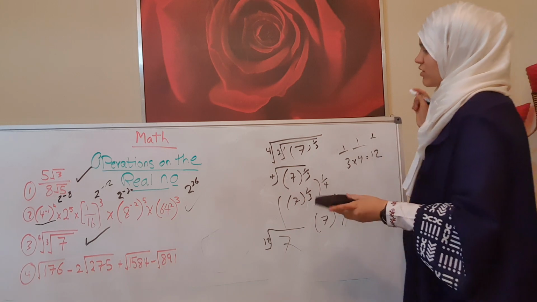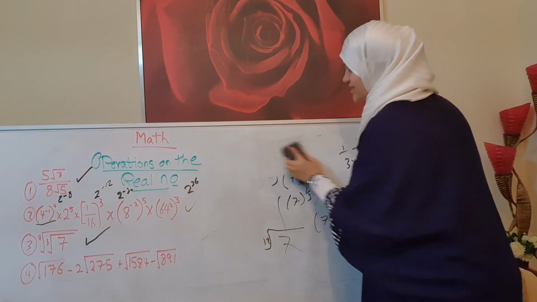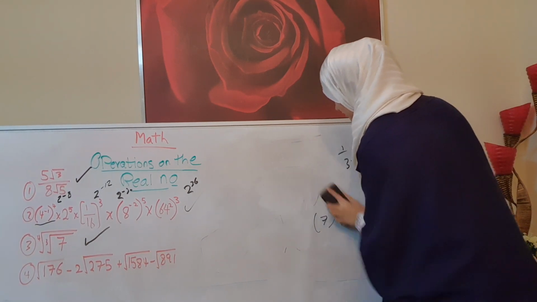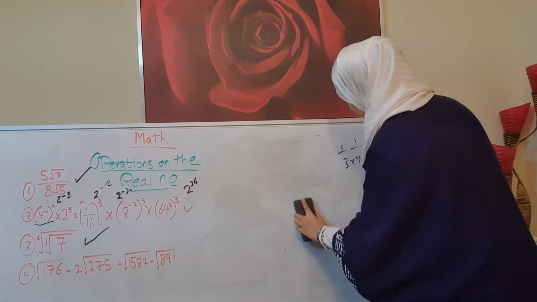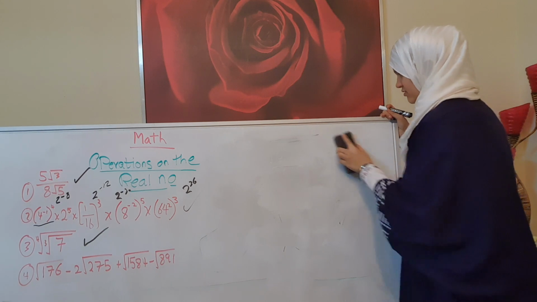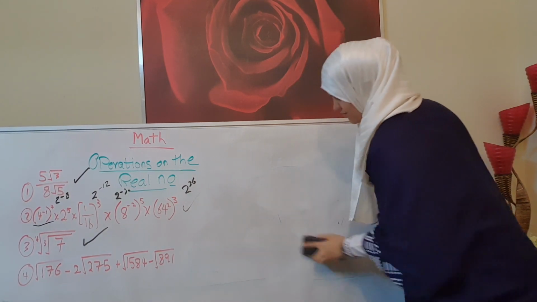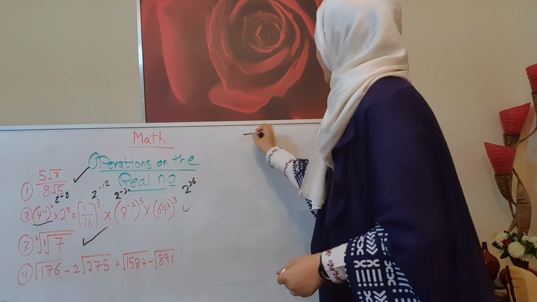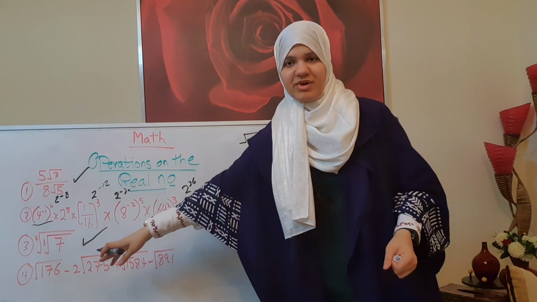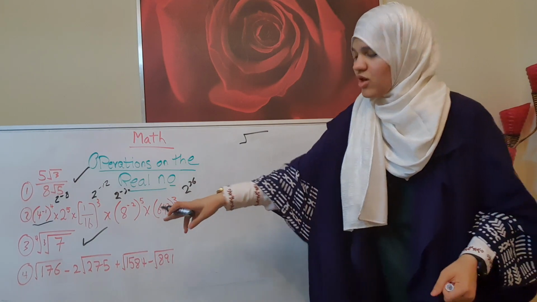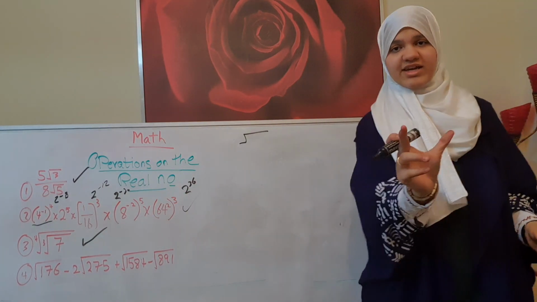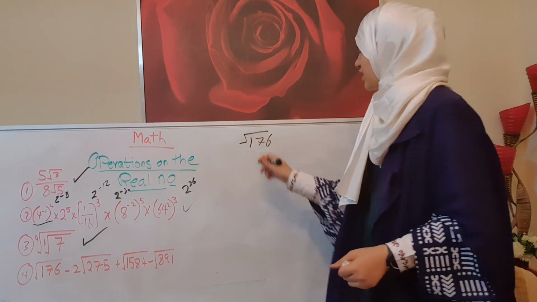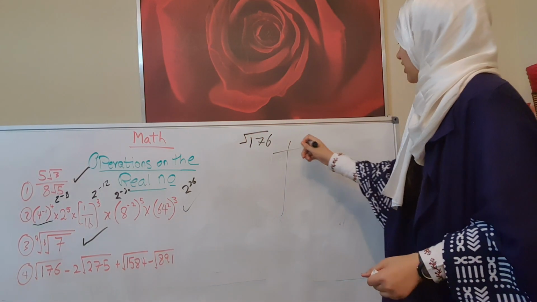But first, we'll make the numbers smaller the easy way. Now, what will we do here? With the radicals, first we'll take the first part. What do we have here? Radical 176. We'll find the easy way to solve it.